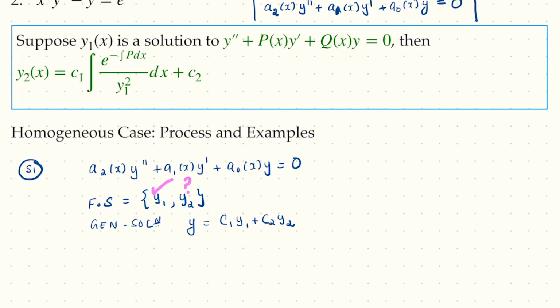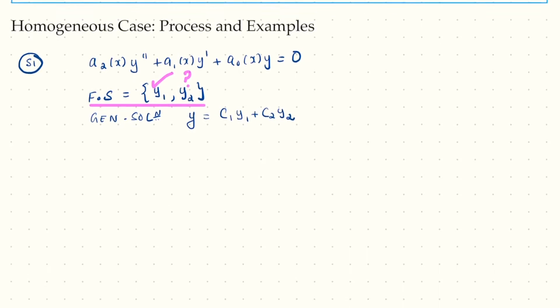So that's what this is going to be. Suppose someone gives you y1. How do you figure out the other one? Since it's a second order, this is going to have two linearly independent solutions as our fundamental set of solutions. So let's see how do we do that.